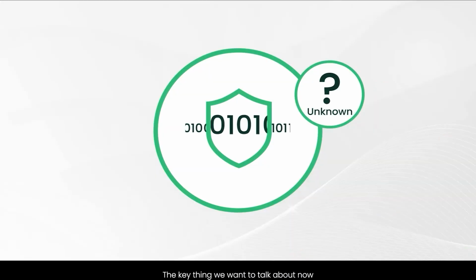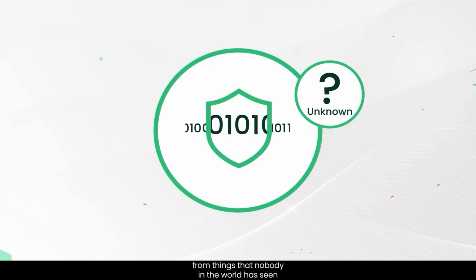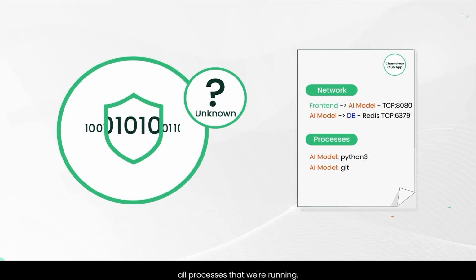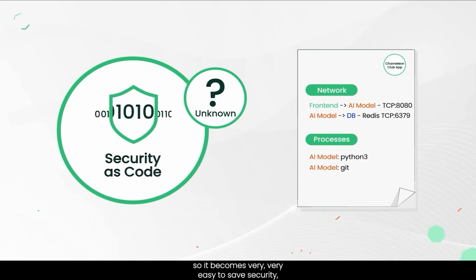Key thing we want to talk about now is how do we protect from the unknown, from things that nobody in the world has seen an exploit before, which happens every single day. Throughout this entire demo, we've been building that profile that shows exactly how the application works, right? We tracked all network traffic, and we tracked all processes that were running. We can take that profile and use that profile to really create security as code. So it becomes very, very easy to save security, edit it, and move it around between multiple clusters.